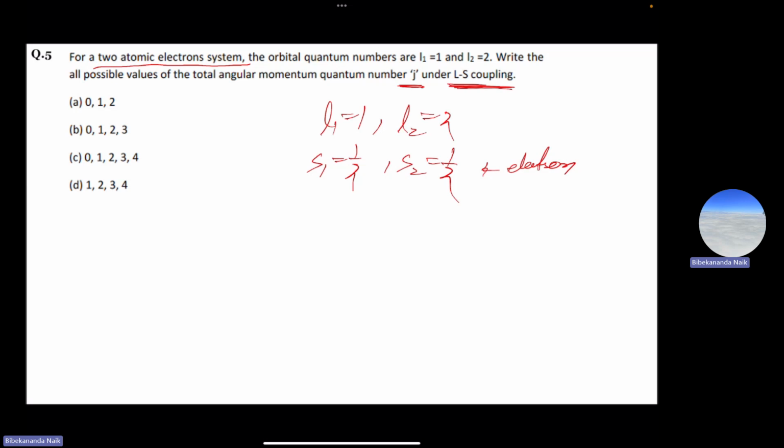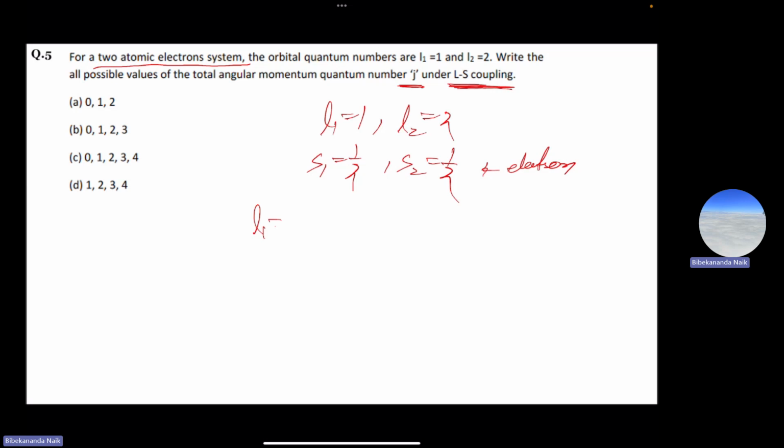So what happens in LS coupling? In LS coupling, as the name implies, it is capital L and capital S. All orbital quantum numbers will be first added, then in the next step all spin quantum numbers will be added. There will be vector additions and then there will be coupling between total L and total S. That's why it is called LS coupling. Then we will have values of J. Now talking about the LS coupling procedure.